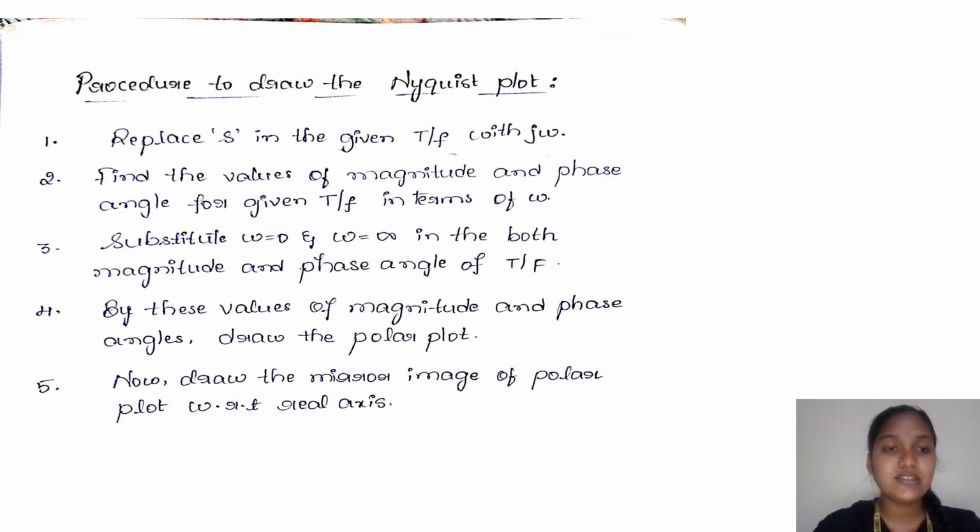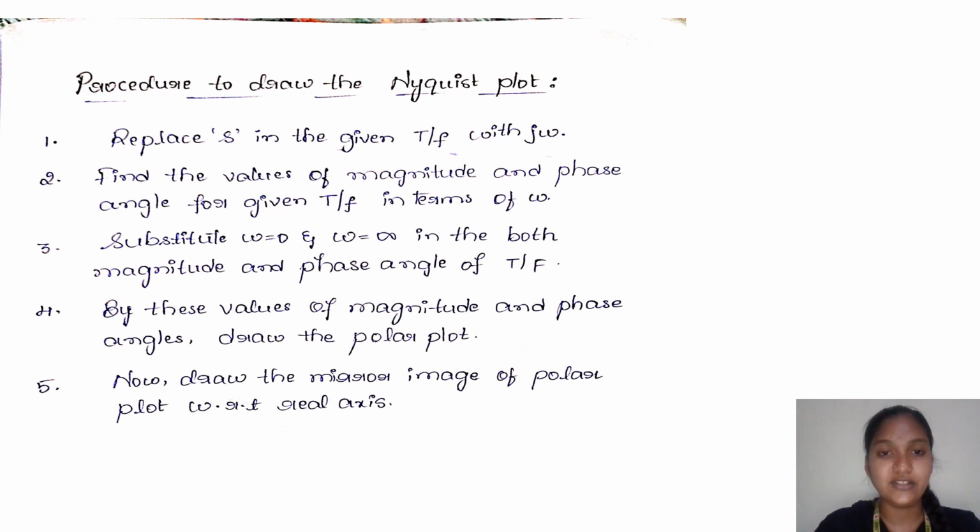So next, let us discuss the procedure to draw this Nyquist plot. First step is to replace s in the given transfer function with j omega, and find the values of magnitude and the phase angle for the given transfer function in terms of omega.